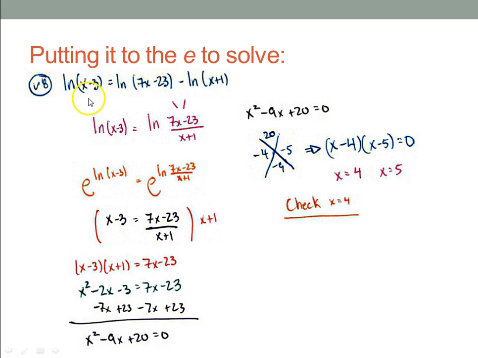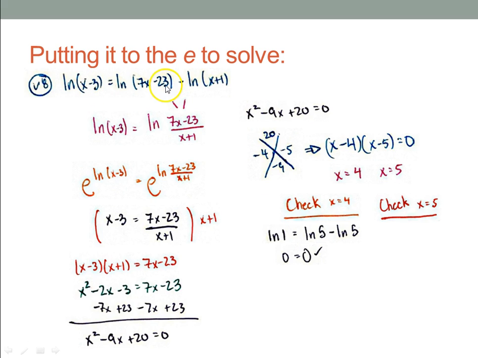Let's check 4 back in the original equation. 4 minus 3 is 1. That's the ln of 1. If I put 4 here, I have the ln of 5. What? Hold on. I know the ln of 1 is 0. And here on the right-hand side, we can obviously see ln of 5 minus ln of 5 is 0. This checks. 4 is a solution. So we've got to check 5.